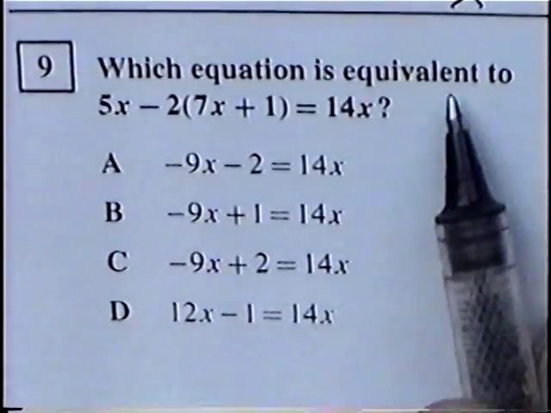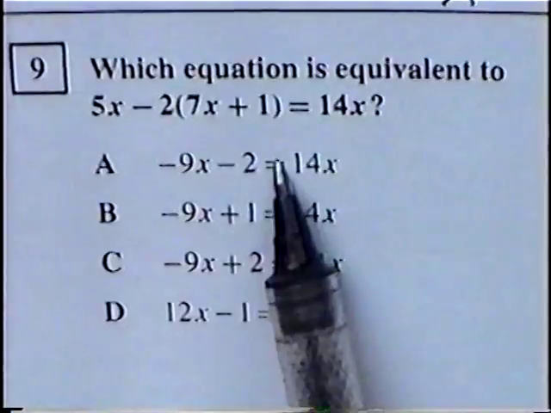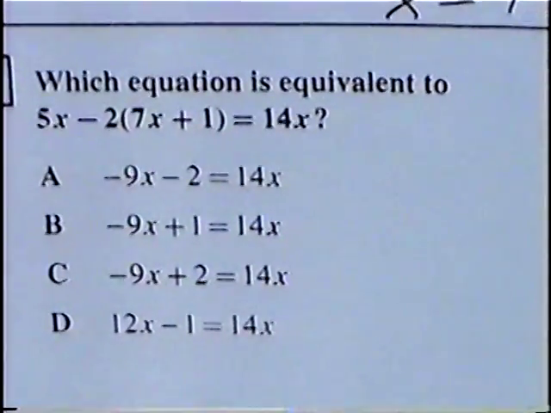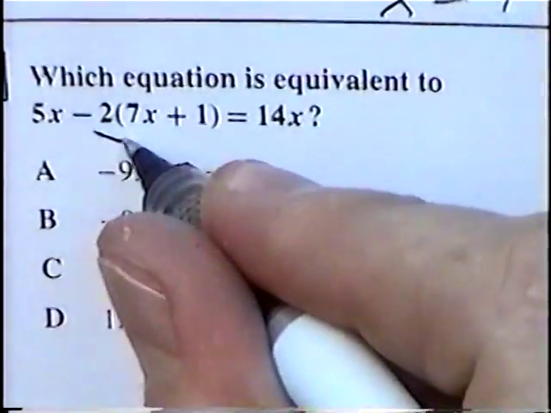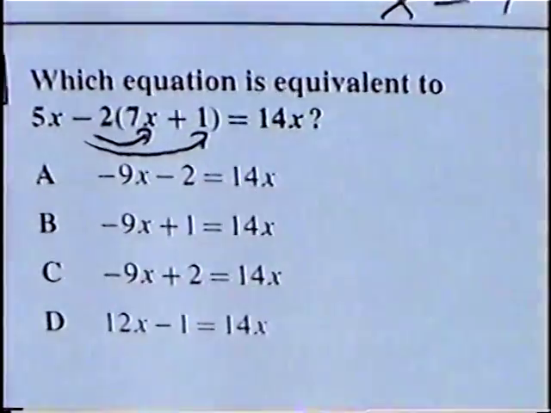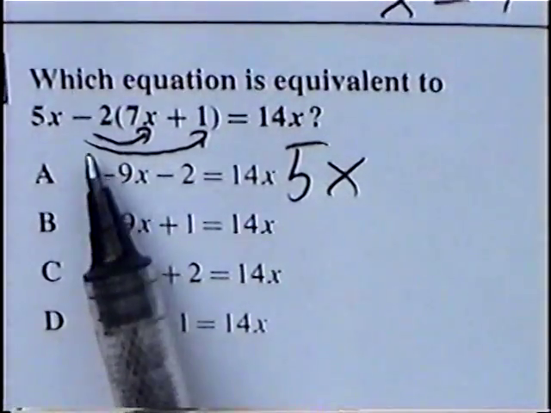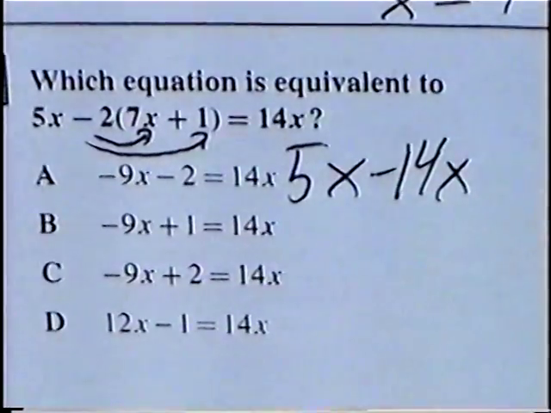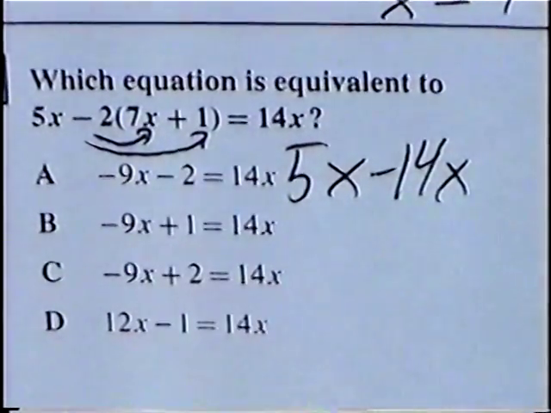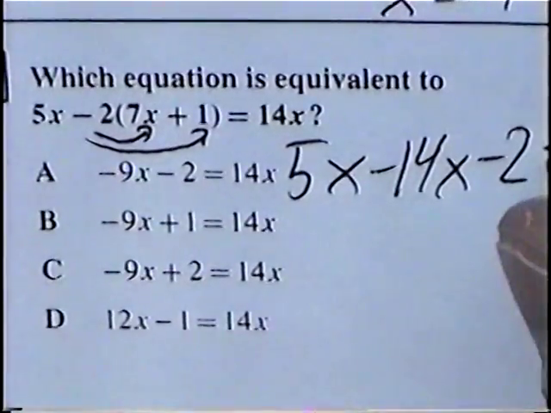To find the equivalent equation, we can begin to solve or simplify the equation until it matches up with one of the 4 possible answers. The first step, when we have parentheses, we can distribute or multiply the negative 2. 5x would stay the same. Negative 2 times 7x would be negative 14x. Negative 2 times a positive 1 would be minus 2, and equals 14x.